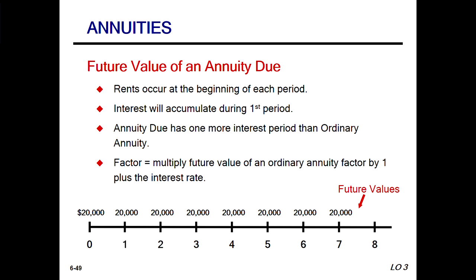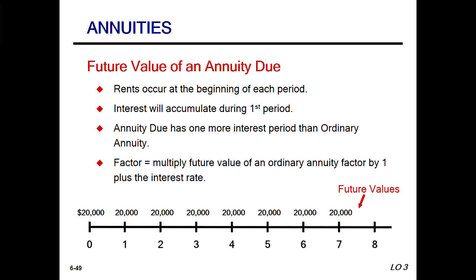Interest starts accumulating during that first period. Remember, for the ordinary annuity, there's no interest that accrues during that first period. It has one more interest period than an ordinary annuity. And the funny thing about this one is you actually use the same table as the future value of an ordinary annuity, but you just add an additional step at the end. So the factor for a future value of an annuity due, we're going to multiply the ordinary annuity factor that we come up with by 1 plus the interest rate.